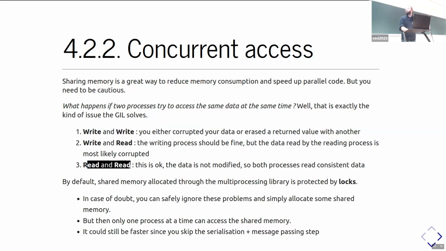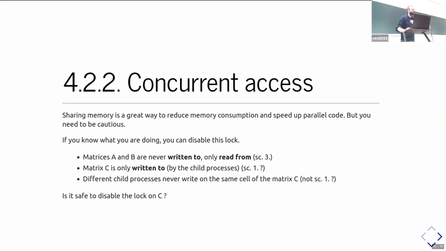And the third scenario is actually pretty much okay, because if several different processes read at the same time, they don't modify the data. So they can do that without any precaution. If you are not sure or if you are afraid to investigate further, you can just use shared memory protected by default by a lock that is provided to you by multiprocessing and ignore all of that. But if you know what you're doing, and I assume I know what I'm doing, you can disable that. So you lose the time overhead of locking the shared memory. So you can access directly because you know that you won't break anything.